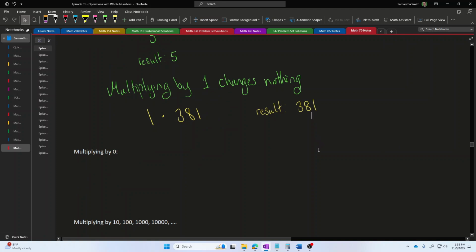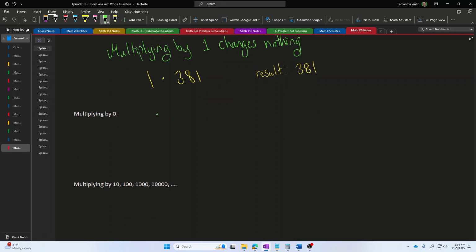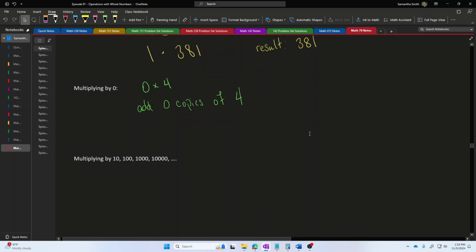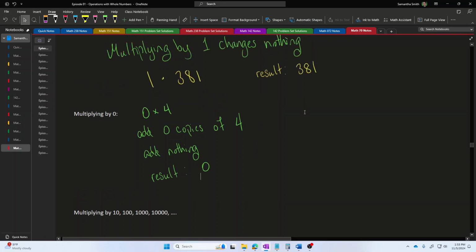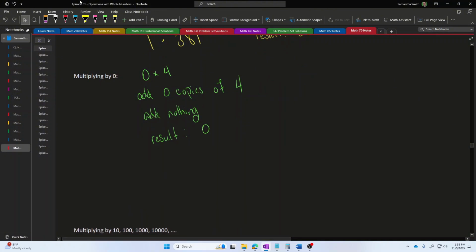For another special product, what do you think happens when you multiply by 0? For example, someone says to me 0 times 4. This is asking me to add 0 copies of 4. This is asking me to add together basically nothing, right? And so if I'm not adding anything together, the result is also going to be nothing. The result is also going to be 0. And this is true no matter what.